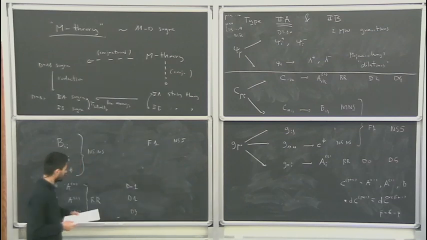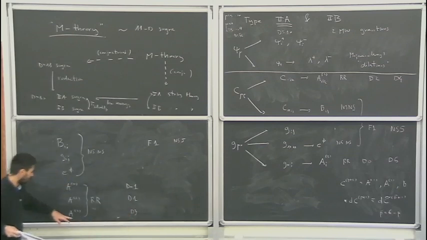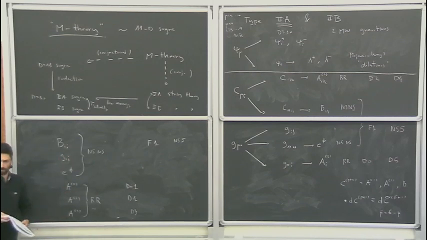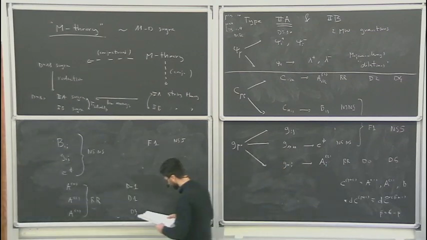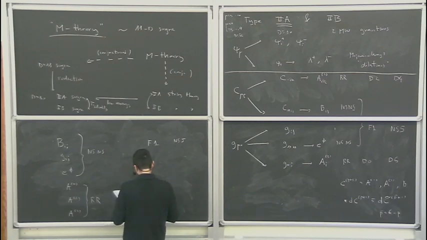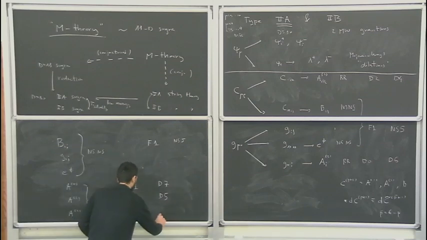Right? So the worldvolume of the D3 brane has 4 dimensions, and that's why it couples to a 4-dimensional potential, similarly to how the electron, which has a one-dimensional worldline, couples to the gauge field. The magnetic duals of these D branes are the D7, the D5, and if you do the algebra, actually I've done it for you, you will find that the magnetic dual of the D3 brane is still the D3 brane.